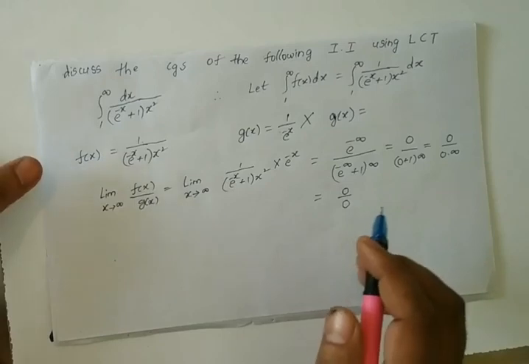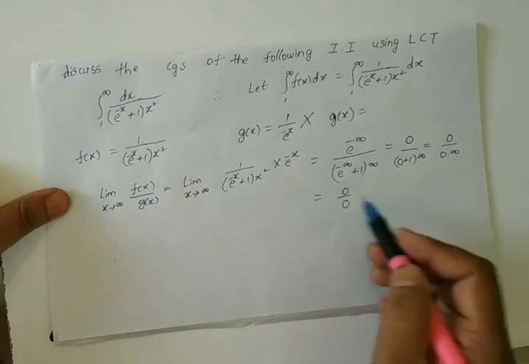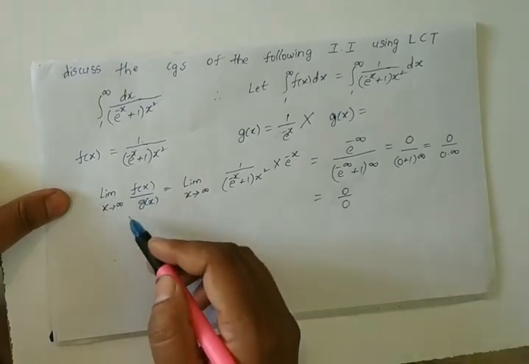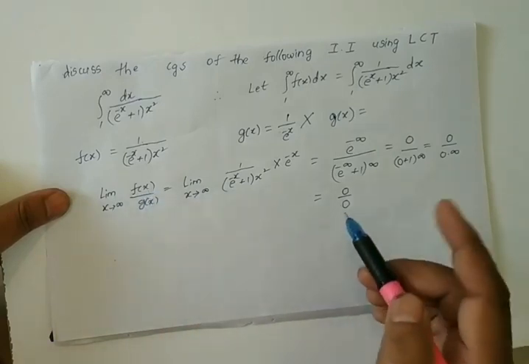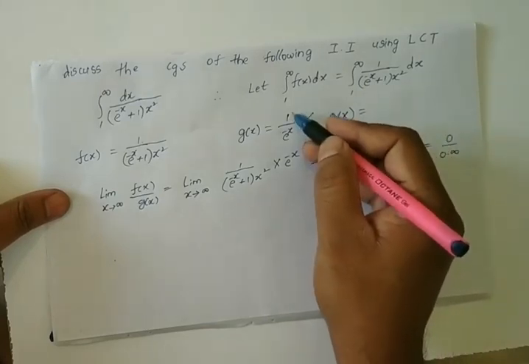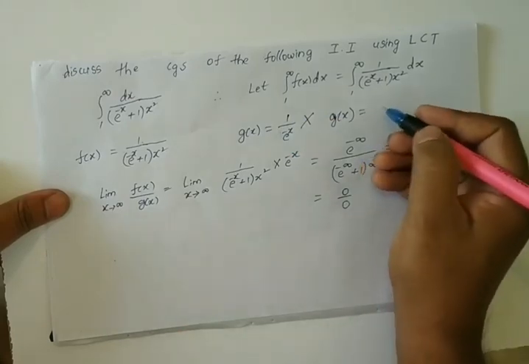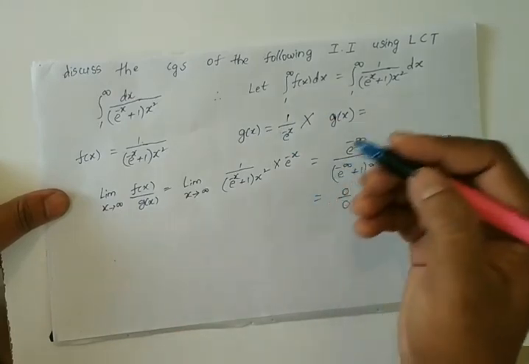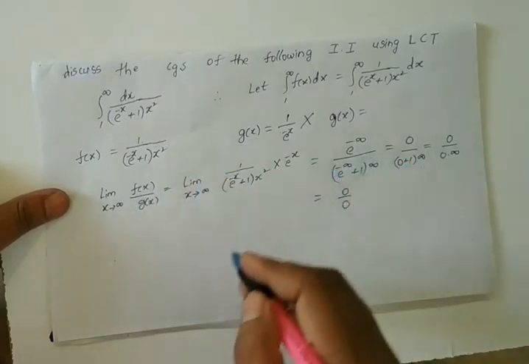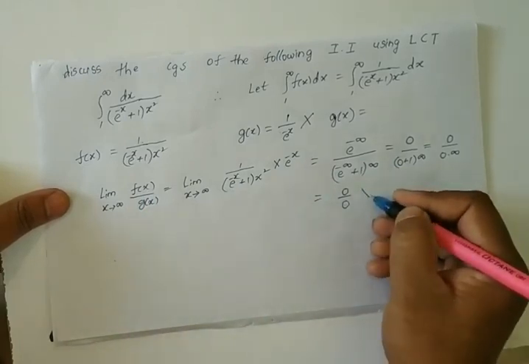Students, listen very carefully. Here the limit as x tends to infinity of f of x by g of x is of the 0 by 0 form, which is undetermined. Suppose the limit of f of x by g of x does not exist, then in this case you cannot take g of x as 1 by e power minus x. You can choose another function g of x. Next we have to check whether the limit of f of x by g of x is finite or not.